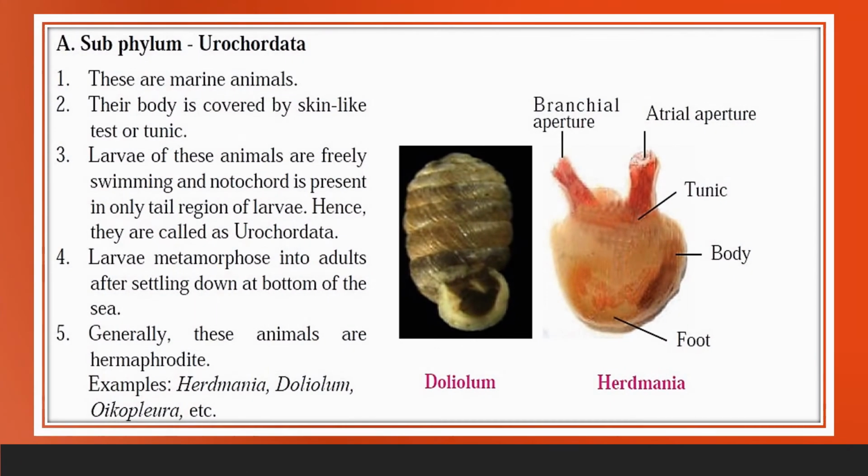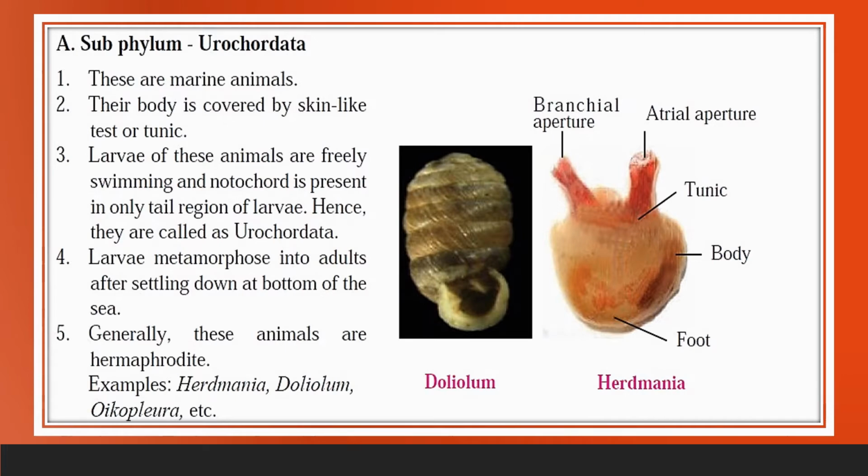Students, now let's learn in detail about subphylum Urochordata. In subphylum Urochordata, mostly the animals are marine animals and their body is covered by skin-like test or tunic. The larvae of these animals are freely swimming and notochord is present in only the tail region of larvae. Hence, they are called Urochordata.